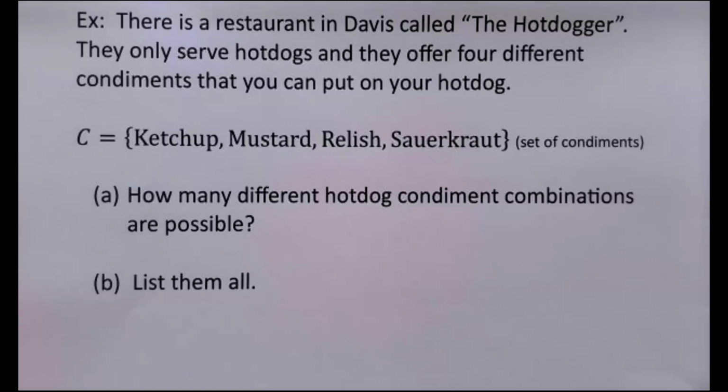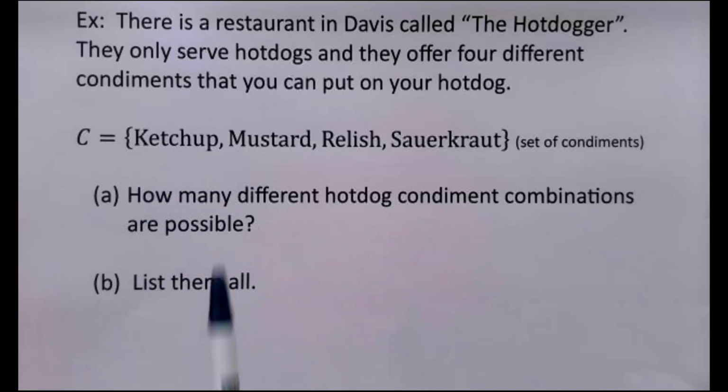How many different types of hot dogs could you order with 4 condiment options? That's the question. How many different hot dog condiment combinations are possible? For example, I could order a hot dog with ketchup and mustard. I say, give me a hot dog. I only want ketchup and mustard on it. That's one type of hot dog I could order. But how many like that could I order?